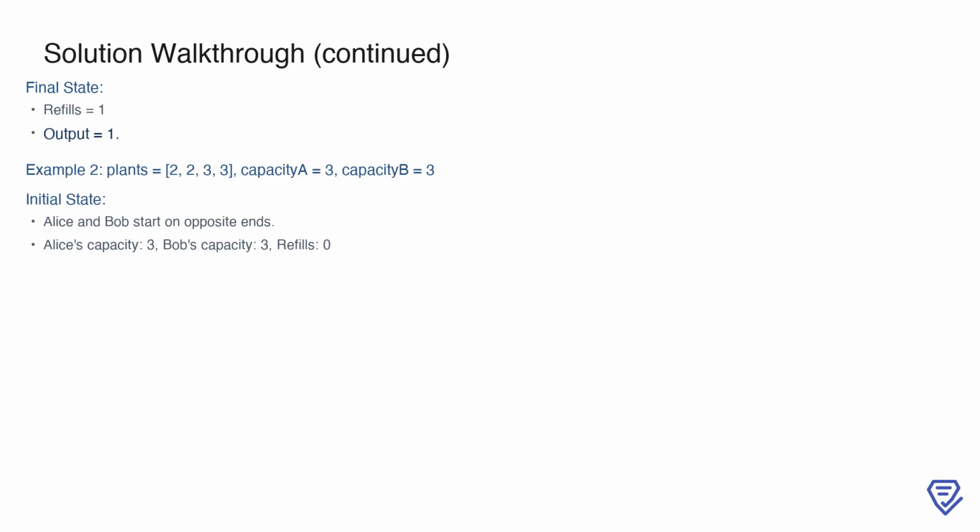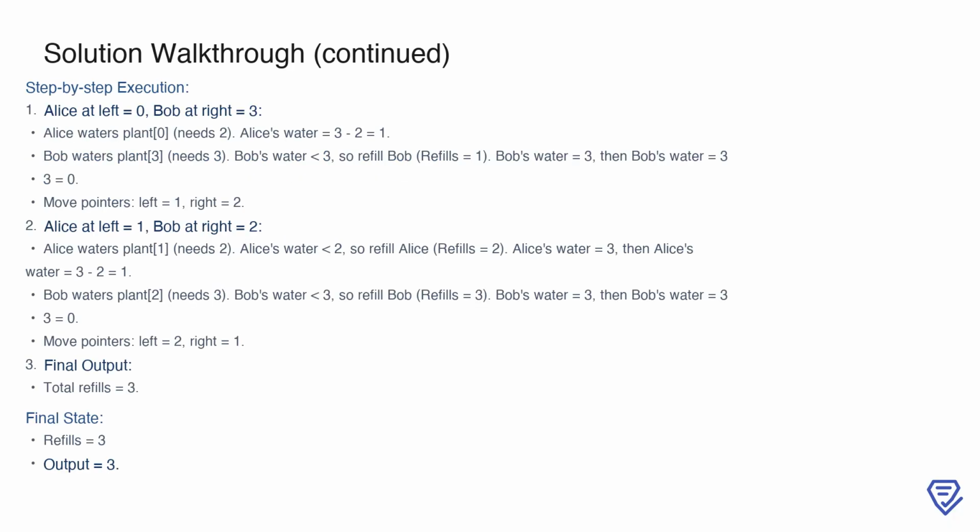As before, they begin on opposite ends of the row of plants, and the count of refills starts at 0. Here, Alice first waters the leftmost plant, which requires 2 units, leaving her with 1 unit. Bob starts from the rightmost plant, which needs 3 units. Since he doesn't have enough water, he refills once, bringing the refill count to 1. After refilling, he waters the plant, using all his water.